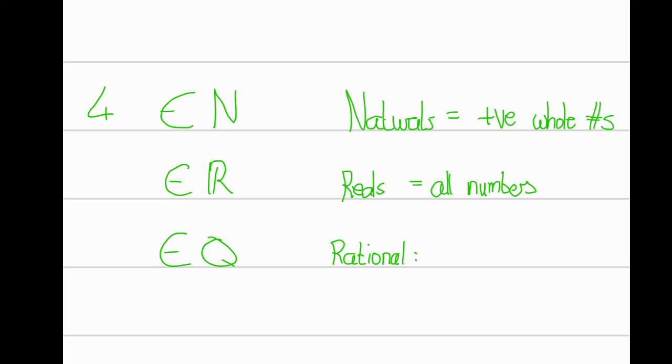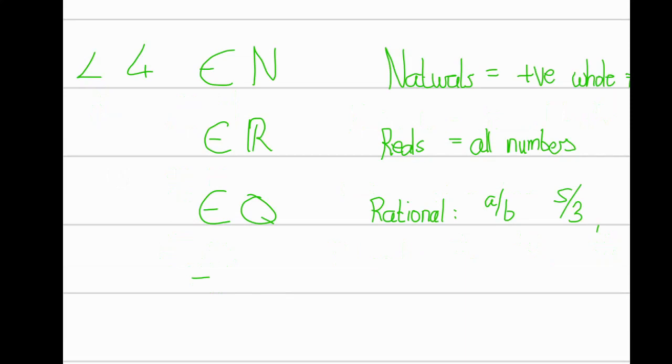Rational numbers are anything that can be written in the form a over b. So things like pi, which are an endless sequence of random numbers, can't be written as a fraction. But things like 5 over 3, 6 over 7, these are numbers that can be written as fractions, so they're rational. Lastly, though you may not ever come across it, you may be asked what this here is.